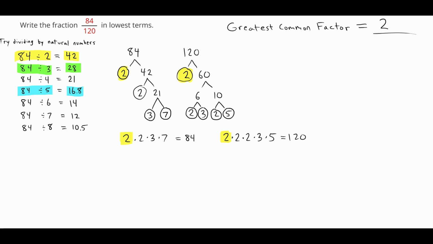But there could be more to it than just that. We want to look for anything else that they might share. I see that both 84 and 120 have another 2 in their factorizations. We could identify that in the tree here and here. And so that's going to be part of our greatest common factor as well. Is there anything else that they share in common? I see one more thing. They share a 3. So let's include a 3 as part of the GCF, greatest common factor.